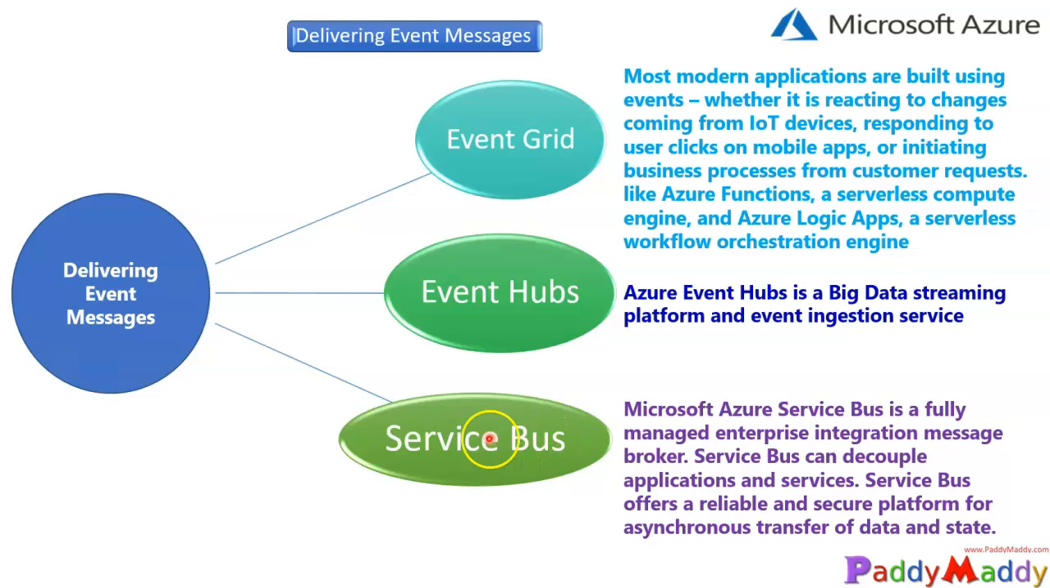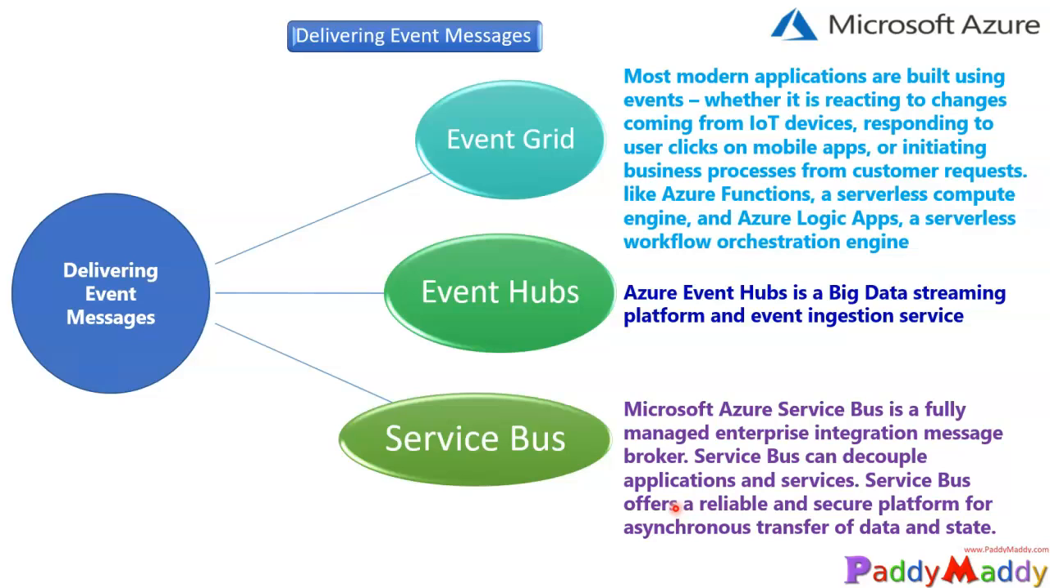And the last one would be the Service Bus, and this gives you the message type. Service Bus is a fully managed enterprise integration message broker, and it can decouple your applications and services. The Service Bus also offers a reliable and secure platform for asynchronous transfer of your data and state. So we're talking here about the data as well as the state. When data is transferred between different applications and services using messages, a message is in binary format, and it can contain either JSON, XML, or just a text file.